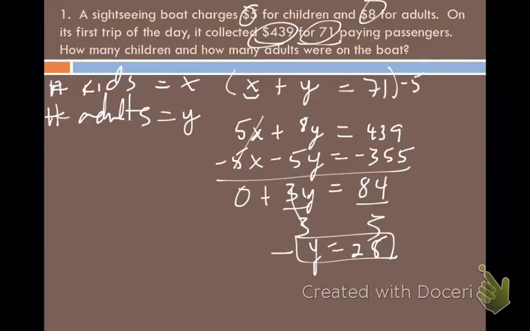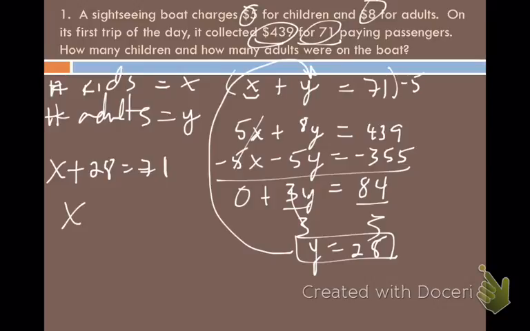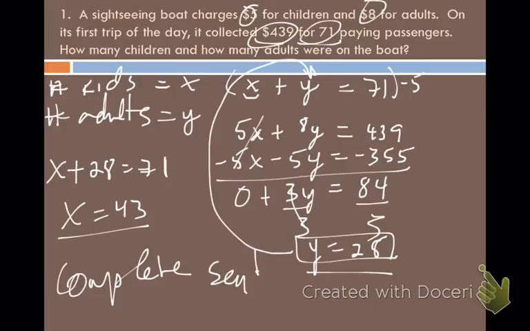How many kids? Well, take your y, substitute it back into either one of your two equations. The first one's going to be the easiest one to do that for, probably. Subtract 28, and you are going to get 43. Okay? So, in a nice complete sentence, you would write out, there were 43 children and 28 adults on the boat. Okay? Make sure you write out your complete sentence. I'm not going to do that just to save time, but write out your sentence answer. Okay? But there you go.